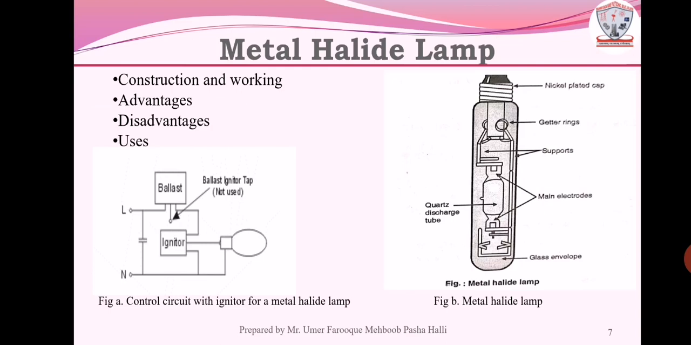In that we are taking two figures. One figure is a metal halide lamp and the second one is a control circuit system.